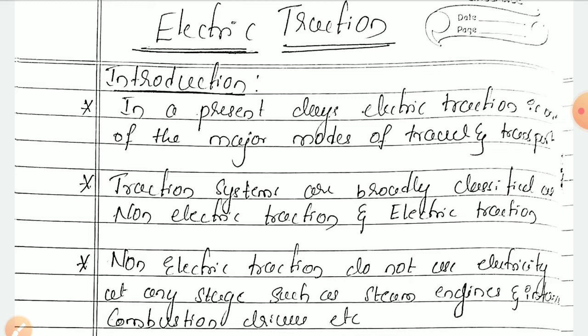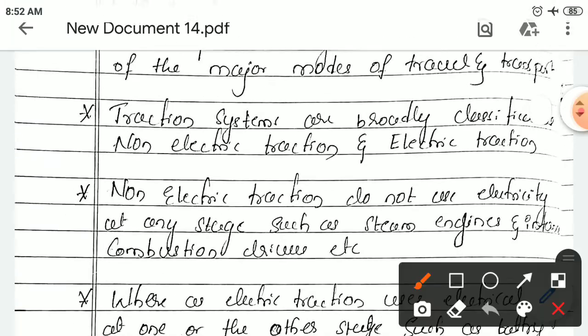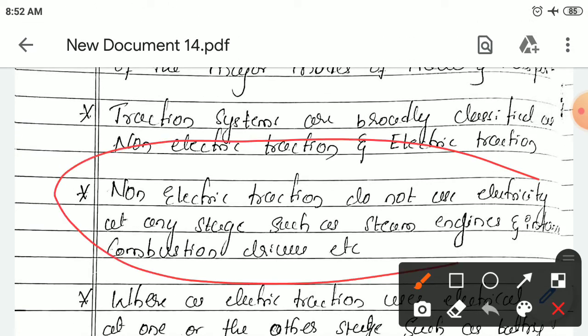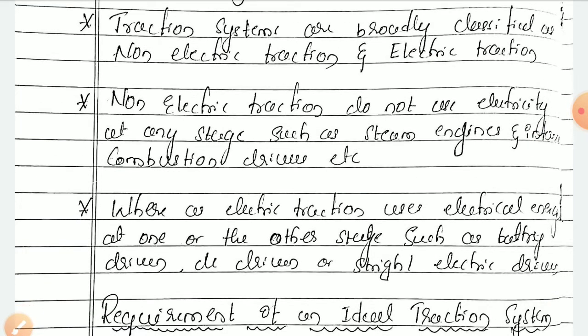So these traction systems are broadly classified into two categories. One is the non-electric traction system and the other is the electric traction system. The traction systems which do not use electricity are called non-electric traction systems. Examples of non-electric traction systems are diesel traction systems, petrol traction systems, gas traction systems, okay, and many more. They do not use electricity for their purpose, and that is why they are called non-electric traction systems.